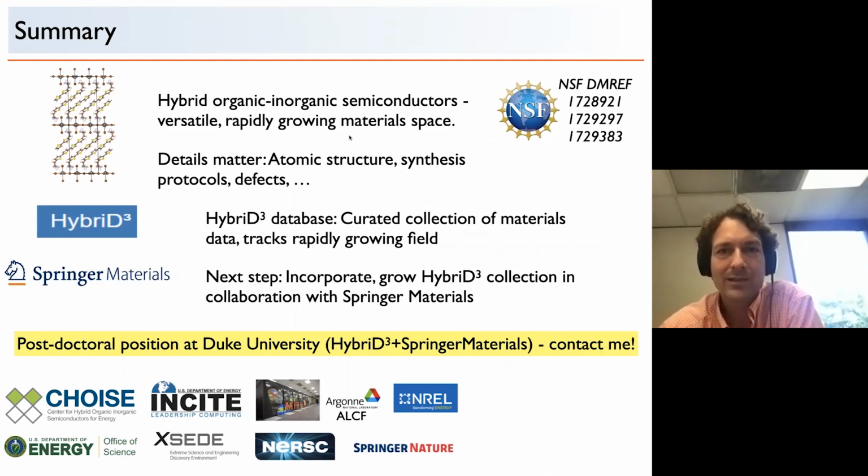The summary of this talk, what I wanted to emphasize is that hybrid organic-inorganic semiconductors are a rapidly growing material space that needs some categorization. We're trying this in the context of our hybrid cubed project. The details in these materials really do matter. So this isn't a simple plan of just putting something together and seeing whether it works. You need to pay attention to the atomic structure details, synthesis protocols, defects in the materials, and so on to get reproducible and reliable data. And so we're trying to do this. And the next step is to try and incorporate and grow this collection in collaboration with Springer Materials.